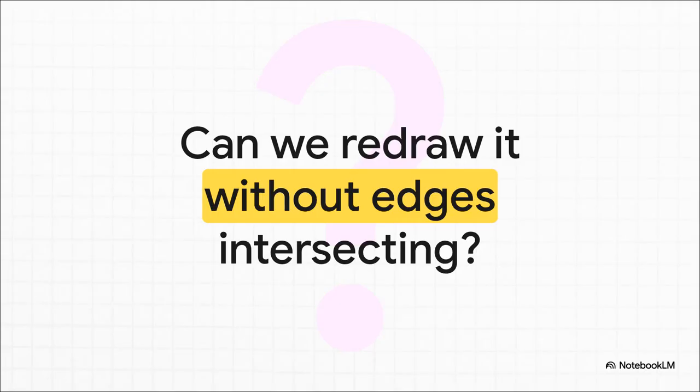Now here's the thing you need to remember. The mathematics of a graph only care about who is connected to whom. It doesn't care at all about where you physically place the dots on your page or how curvy you draw the lines. So I've got a challenge for you. If we mentally move these 5 points around, do you think we can redraw this exact same graph without any of those edges crossing in the middle?